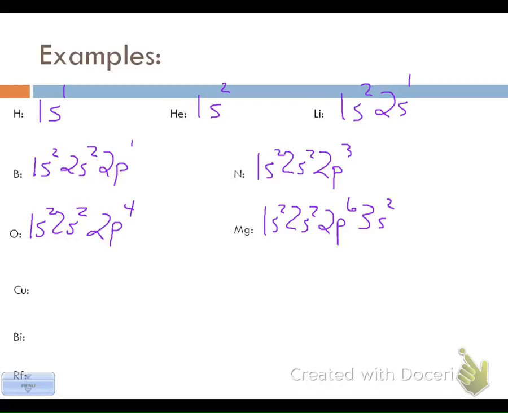Now you'll really like this notation as we get into the transition metals. And we can even take this beyond transition. I'm not scared of anything now that I have electron configuration at my disposal.